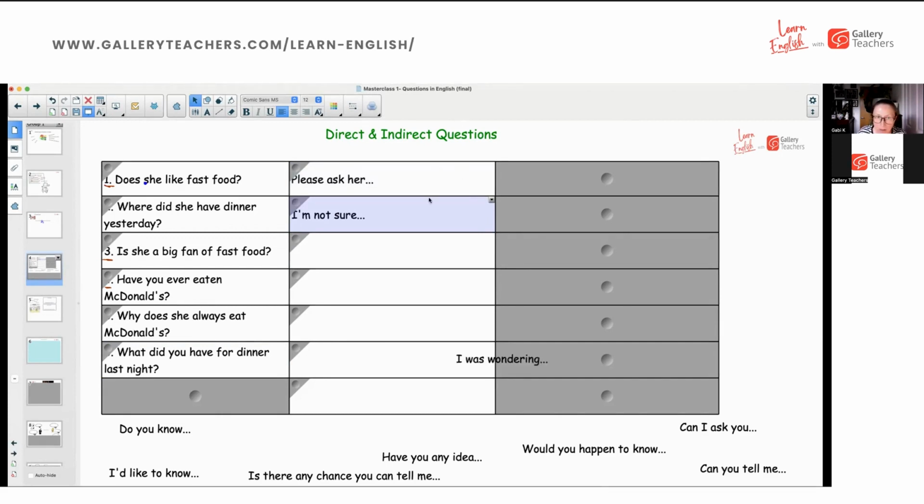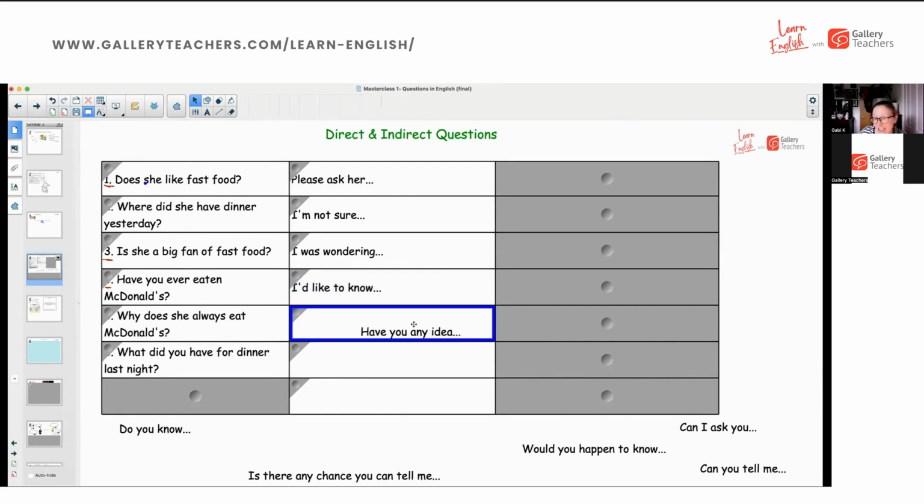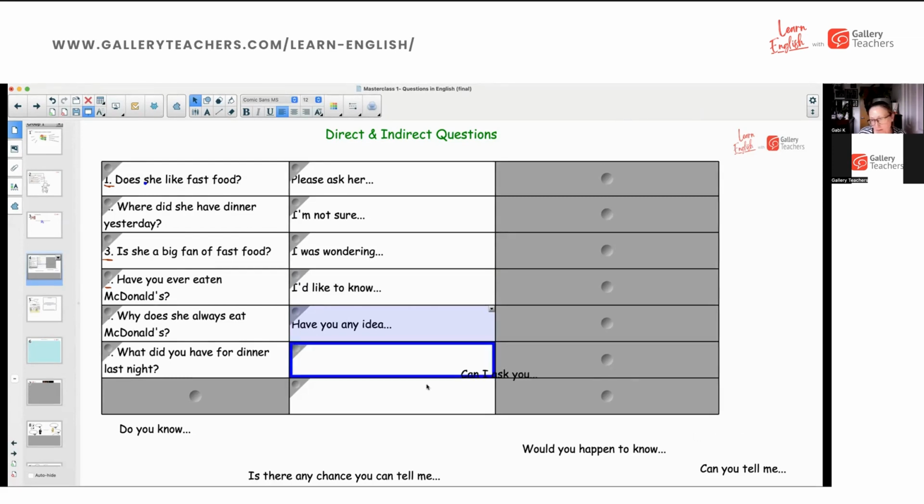Perhaps we could just go for this. Now, have you ever eaten McDonald's? I'd like to know. Let's go for "I'd like to know." Okay, and why does she always eat McDonald's? Would you happen to know, or have you any idea? And the last one, what did you have for dinner? Can I ask you? That's it.